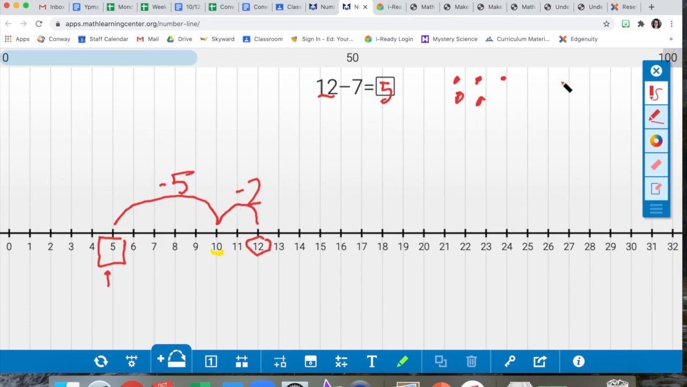But let's double check. Let's make sure that the numbers we jumped up here add up to the 7. Here's our 12 that we started with. Then we took away a 2 and a 5. Do 2 and 5 make 7? Yeah, they do. So that means this is a correct answer. We double-checked our work by double-checking our jumps.